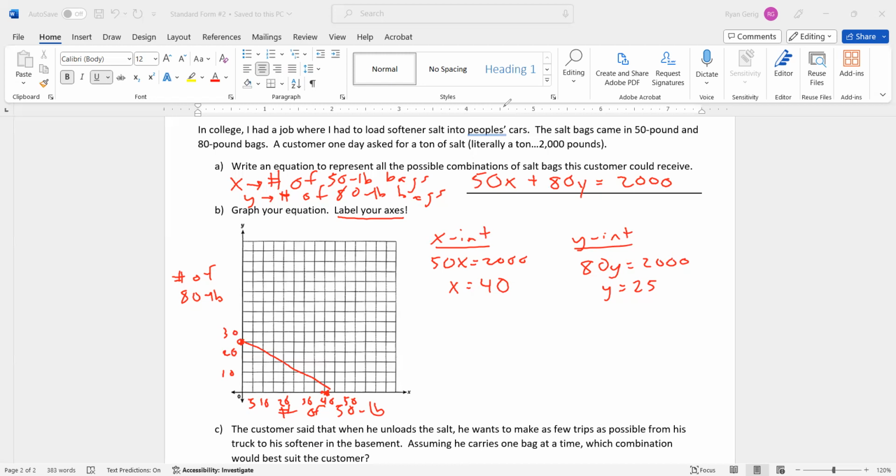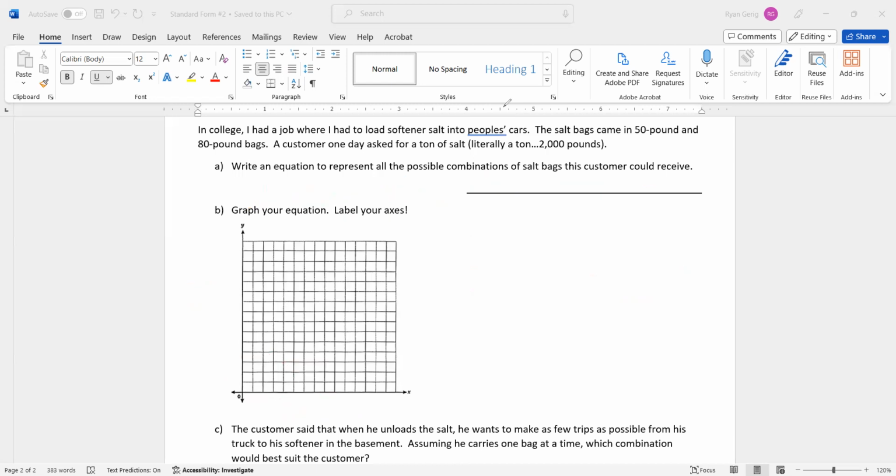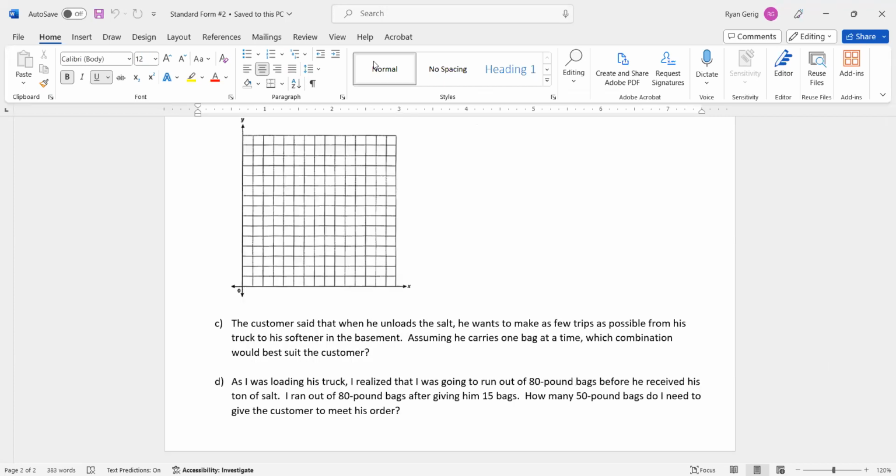Now I'm going to get rid of all this. Hopefully you have it written down because I'm going to use this stuff to finish up the last few questions. But I need to clear it because I need to move down. All right, the customer said that when he unloads the salt, he wants to make as few trips as possible from his truck to his softener in the basement. Assuming he carries one bag at a time, which combination would best suit this customer?